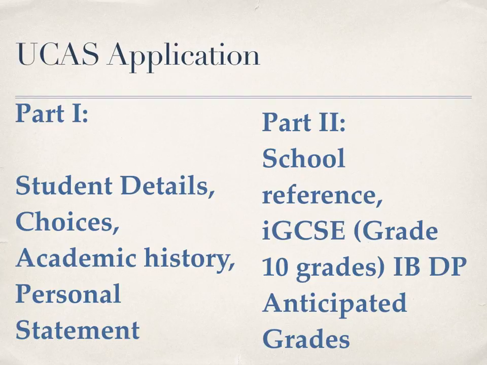The student fills in their student details, their choices, their academic history, including IGCSE or IB grades, and their personal statement. The school puts in the school reference, verifies the IGCSE and IB grades, as well as puts in your IB diploma anticipated grades.